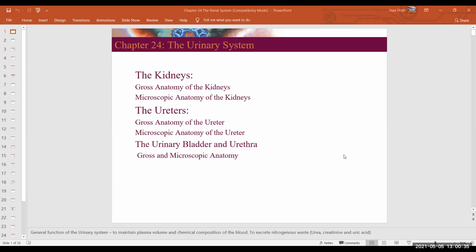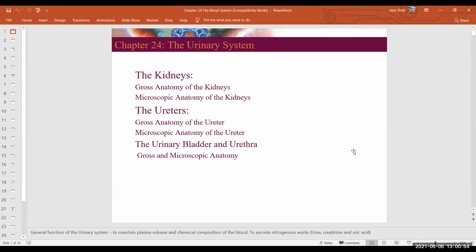Good afternoon, guys. Today we are starting chapter 24, the urinary system. This is the second last chapter. After this, we have the reproductive system.